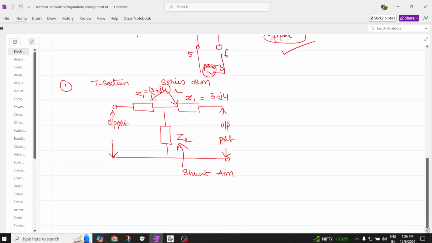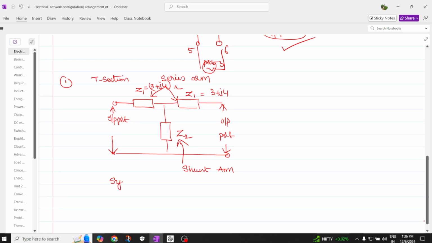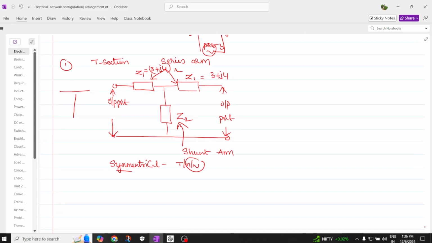Now we need to understand what is meant by symmetrical. Symmetrical T network: this resembles the letter T, that's why it is called a T section. What is symmetrical? Symmetrical means having exactly matching parts facing each other.